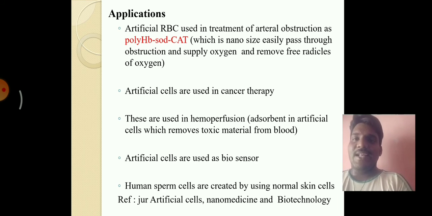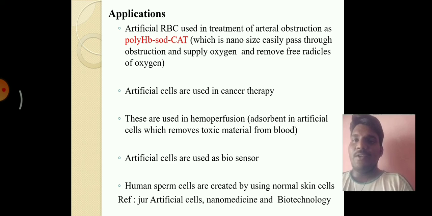Artificial cells are used in cancer therapy. During chemotherapy, these artificial RBC supply oxygen at the cancer site to destroy the cancer cell, the malignant cell. So, these artificial cells are also used in the treatment of cancer.